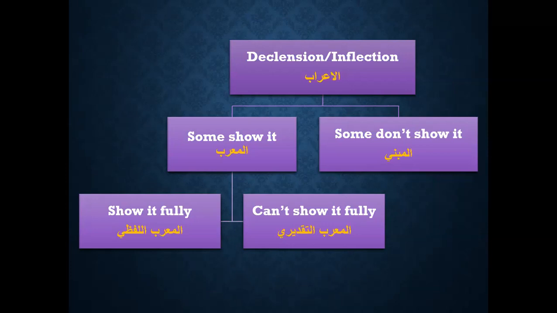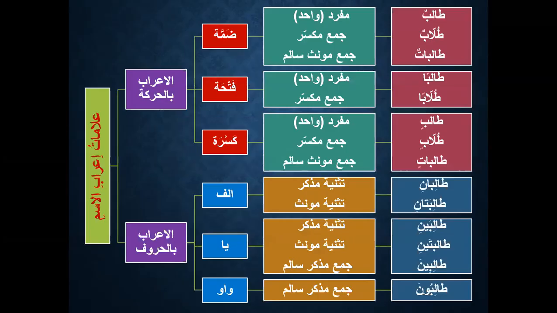And those that have i'rab, meaning those that accept the change and show it, are of two types. Either they show it completely or they show it partially. If they do it fully, it's called mu'rab al-lafzi. And if they show partially, it's called mu'rab al-taqdiri, meaning they show it, but there's a subtle change there. But inshallah ta'ala, we will tackle that at some other point.